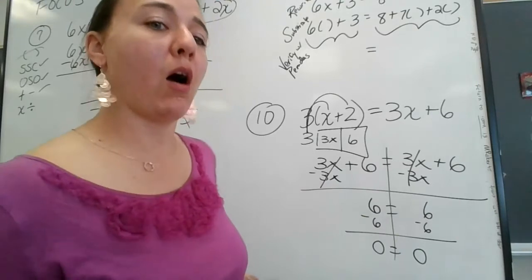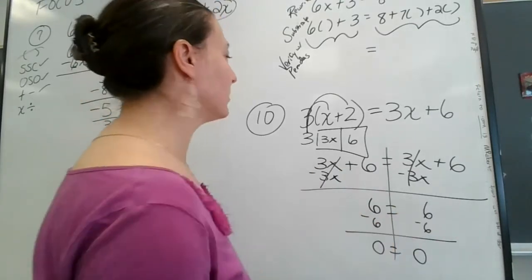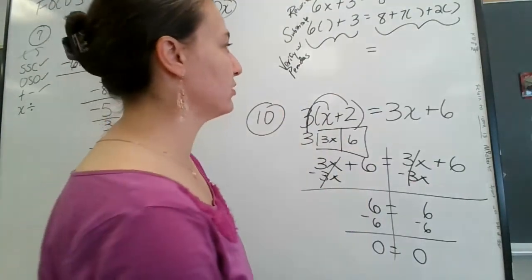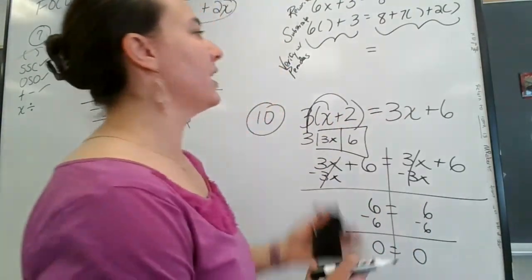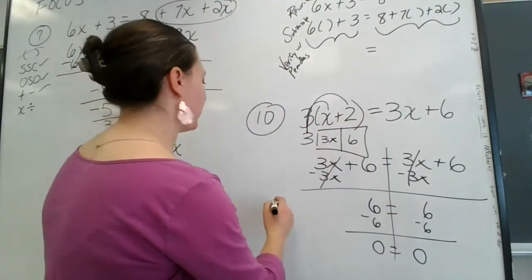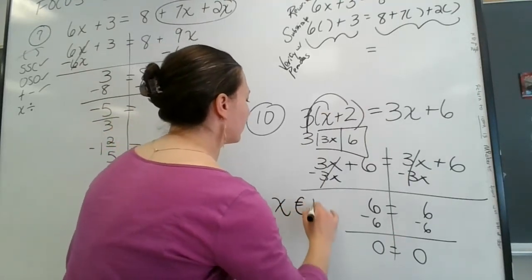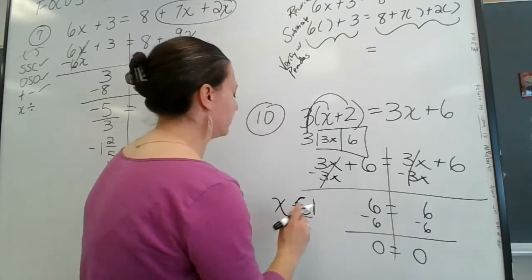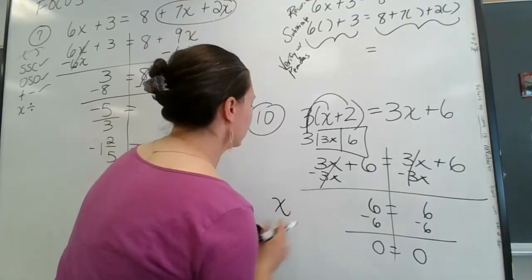6 equals 6 all day long. 0 equals 0 all day long. 3x equals 3x all day long. 3 times the quantity x plus 2 is the same thing as 3x plus 6 all day long. This is how we write it in super proper terms here. I don't think I put 2 lines there. It's been a while.